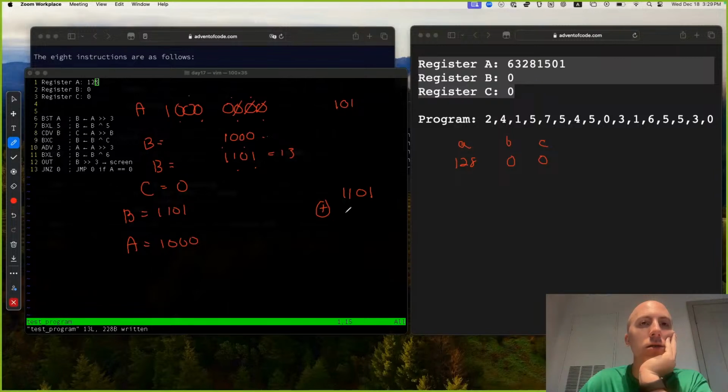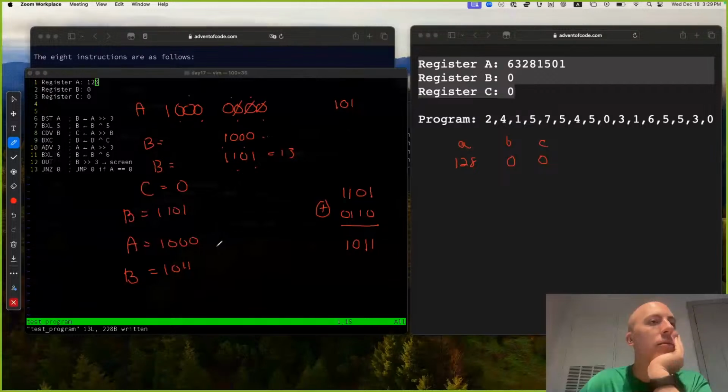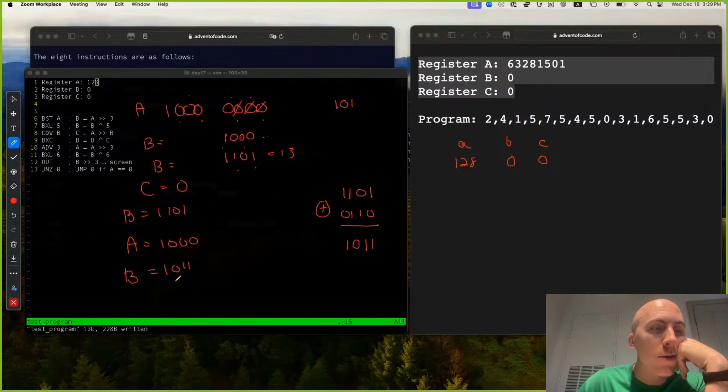So it's just this. It's 4 plus 2, which is 6. So this is exclusive OR. So we got 1, 1. This becomes a 0, and this is 1. So now B is equal to 1011. And so now we do the out command. B gets shifted over 3 things. So basically this gets chopped off, this gets chopped off, and this gets chopped off. So we just have a 1.